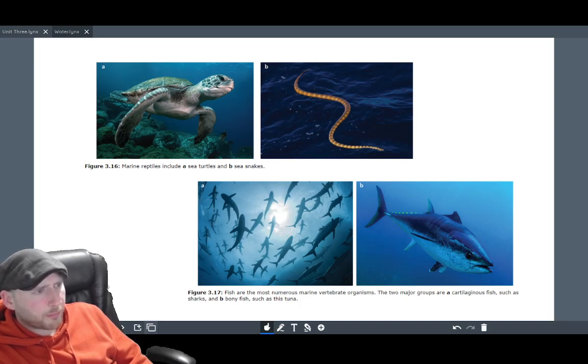And tuna are huge. This one's a big boy. I'm assuming it's a boy. I don't know. I can't gender tuna. What am I talking about?